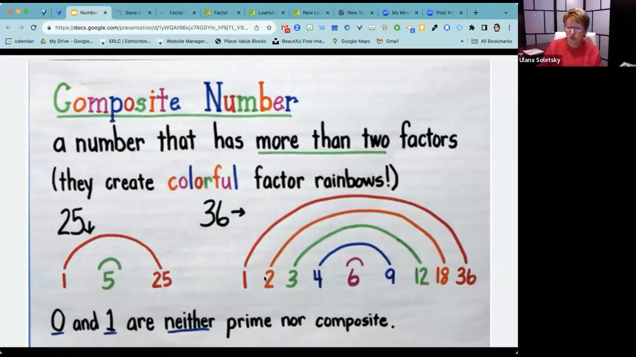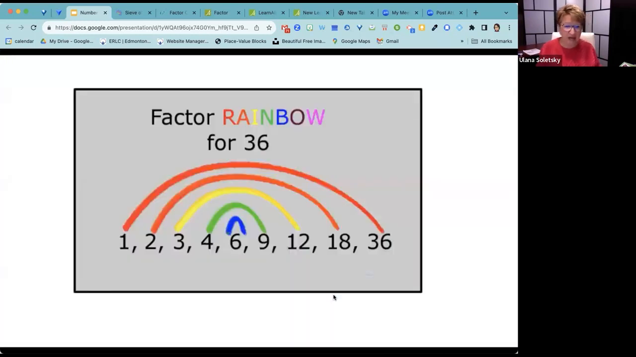Do we think that 2 goes into 36? Yeah, we do. So 2 times what will give us 36? 3 times what gives us 36? So that rainbow helps us with all the factors. Okay? So do use that rainbow when you're doing this. I really do like the factor rainbow. It really does help kids see, is this a factor of the number?